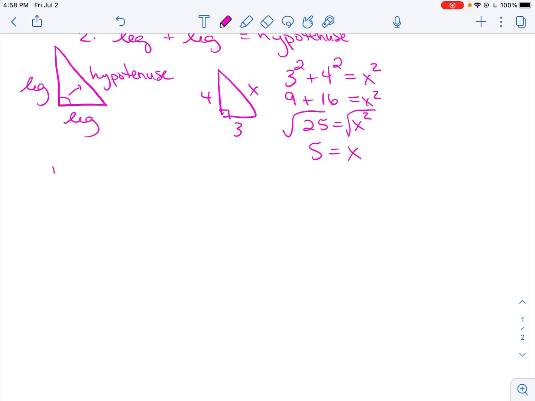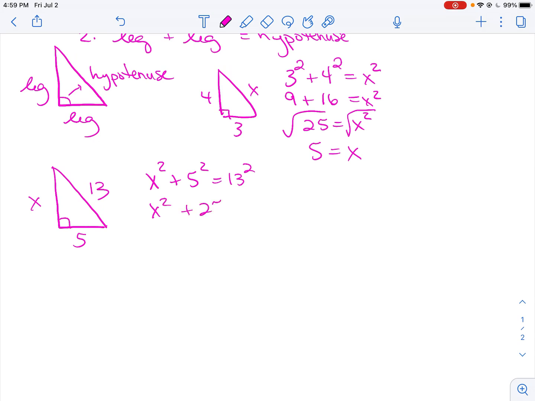So let's pick another one. This time I've been given the hypotenuse, but one of the legs is not given. So I would say x squared plus 5 squared equals 13 squared. And when I do that, I get 25 plus x squared equals 169. I subtract the 25 from both sides. I get x squared equals 144. So x, I take the square root of both sides, x equals 12.